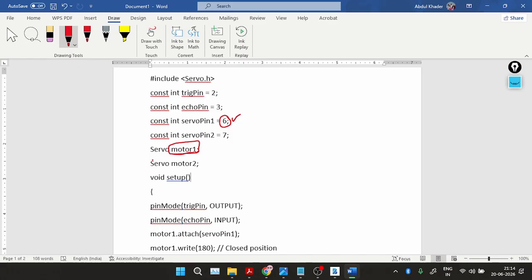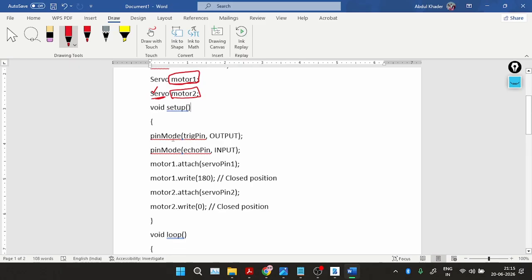Now Servo is the class where all the important files that are linked with the working of the motor are stored in this section of the program. So it's just like a header or a subheading in the header file Servo.h. It's just like a subheading.